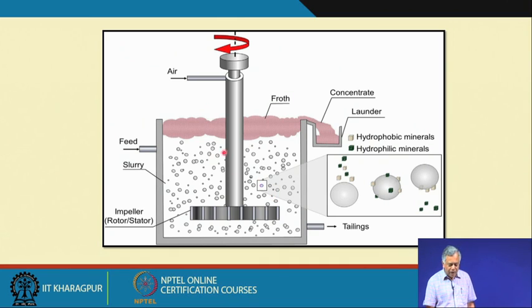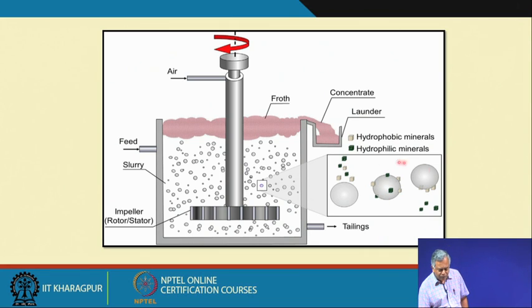Now, you should have some means of taking out your hydrophilic particles from the container to make it a continuous process. So, this is how you can have some kind of opening here, through which you can take out the hydrophilic particles by some means.